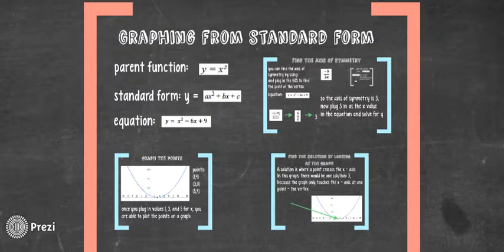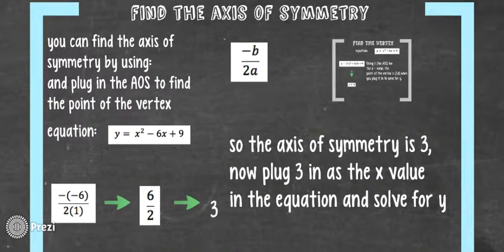The parent function for a quadratic equation is y equals x squared. And the standard form is y equals ax squared plus bx plus c. And the equation we are graphing is y equals x squared minus 6x plus 9. To find the axis of symmetry, you can use negative b over 2a, and plug in the axis of symmetry to find the point of the vertex.